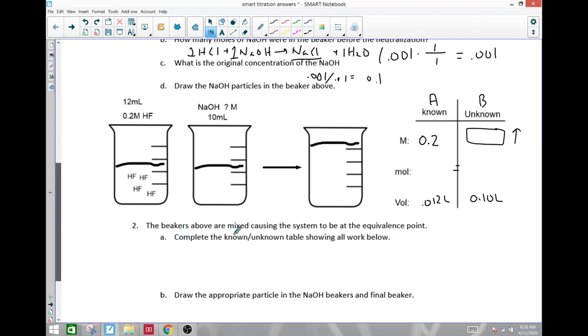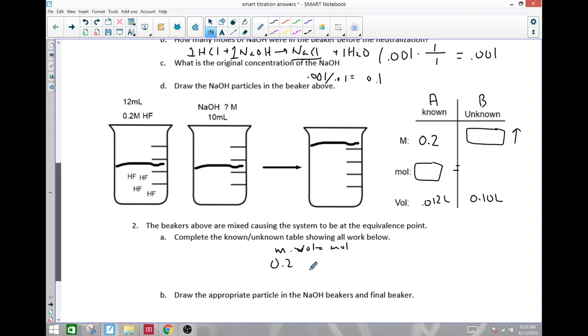The beakers above are mixed, causing a system to be at equivalence point. Complete the known unknown table. Okay, so let's do that. Solving out for the moles here. So I'm using my pre-established formula for moles: 0.2 is my concentration, multiply times the volume, and I'm going to get the moles.